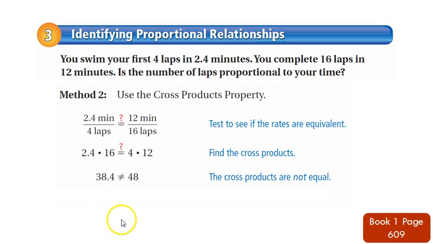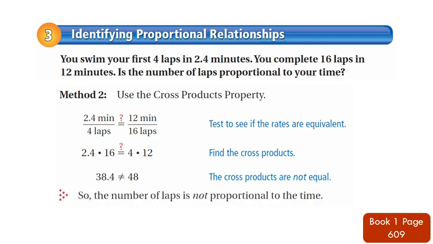Now there's also a third method. If we take 16 and divide it by 4, we do get 4 laps. By dividing 12 by a scale factor of 4, we should receive a result of 3 minutes, and since we don't, we also know this is not proportional. So the number of laps is not proportional to time. There are multiple methods for you to solve it, cross products being one of the simplest, but also if you know your multiplication facts and division facts, you can always scale to see if a proportion exists.